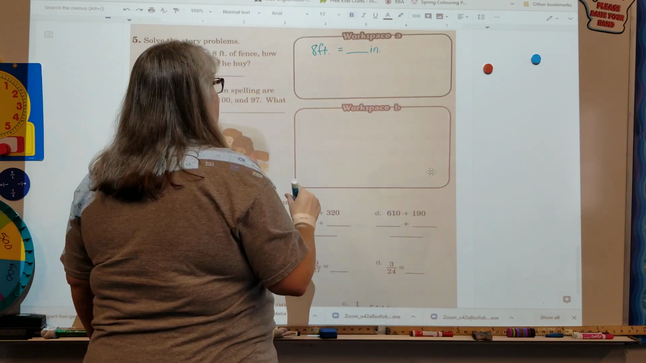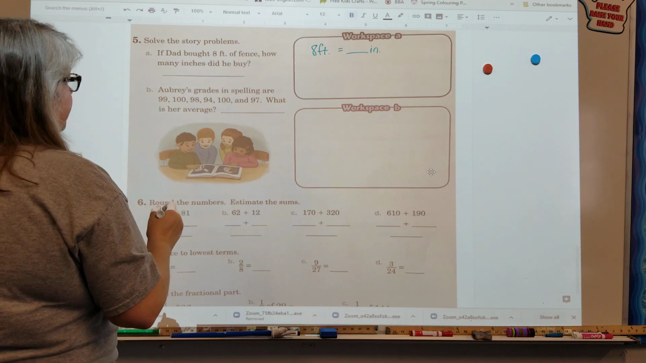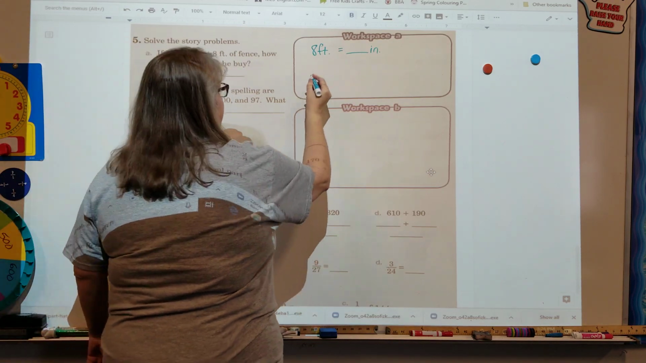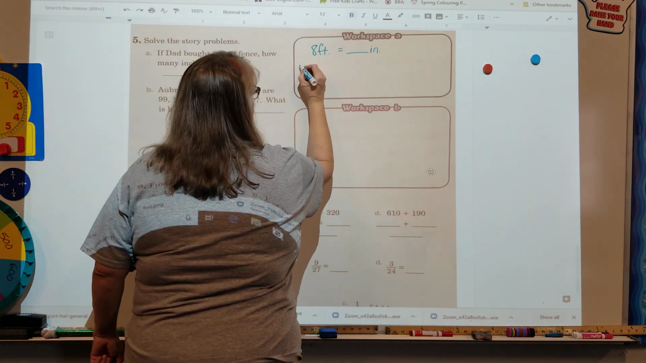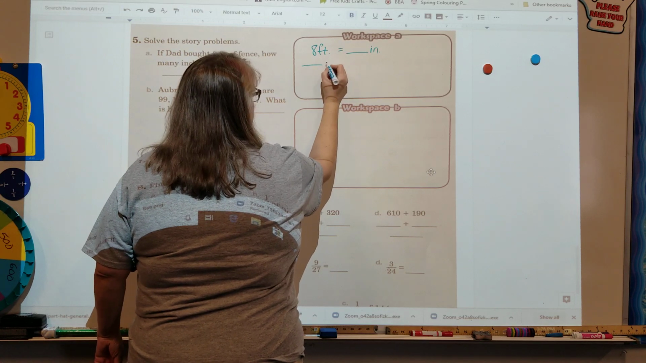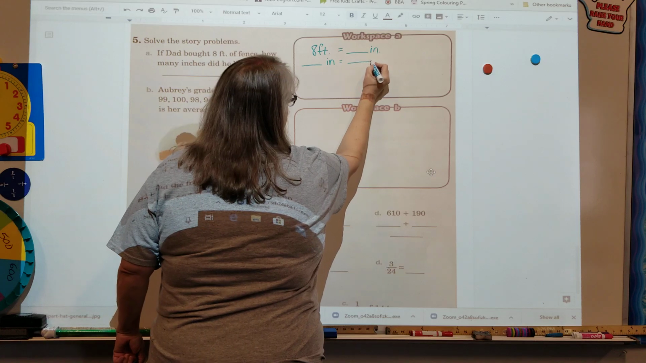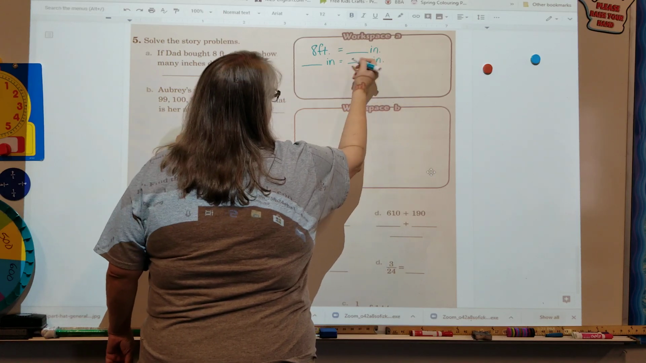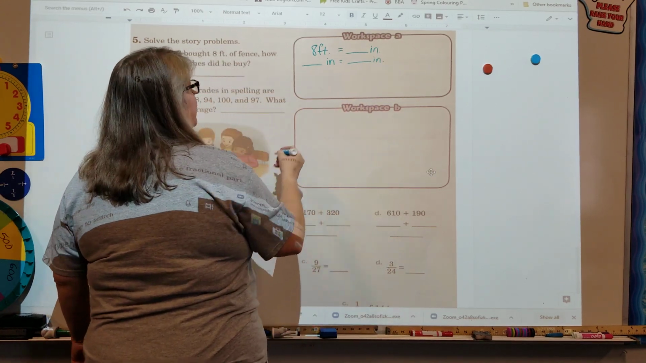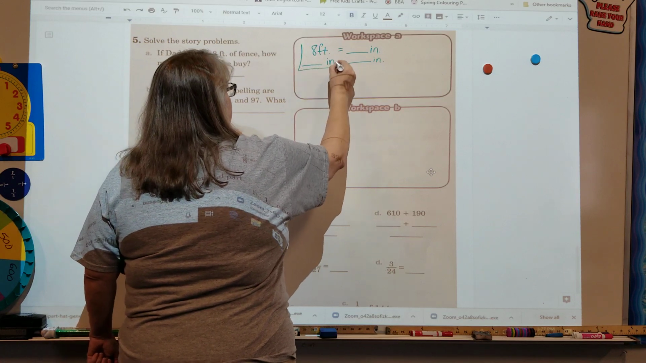So they want to know how many inches, right? So we're going to change it into inches. So we have to put a line here. We're going to say 8 feet is the same as how many inches. And then we're also going to do that like this, like we did when we first started drawing that line and not knowing why we were doing it. Let's go ahead and box what's different.